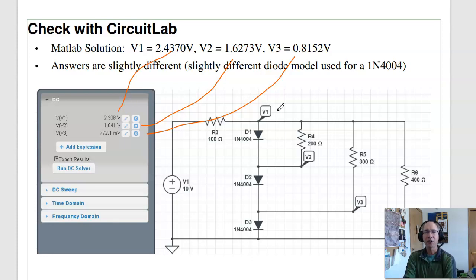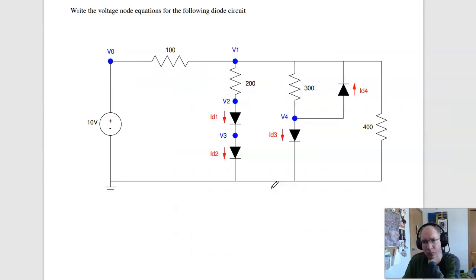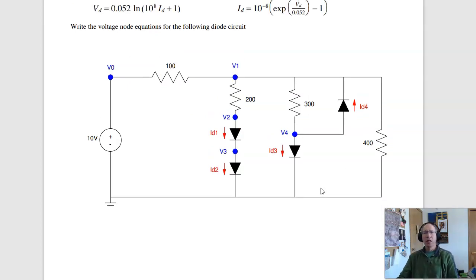If you get an answer that's way, way off, what probably happened is you put the diode in backwards. That gives you a different circuit, and a different circuit has a different answer. So here's a handout. Write the, I guess it's going to be 1, 2, 3, 4 nodes, 4 knowns. Give me 8 equations for 8 unknowns for this circuit.